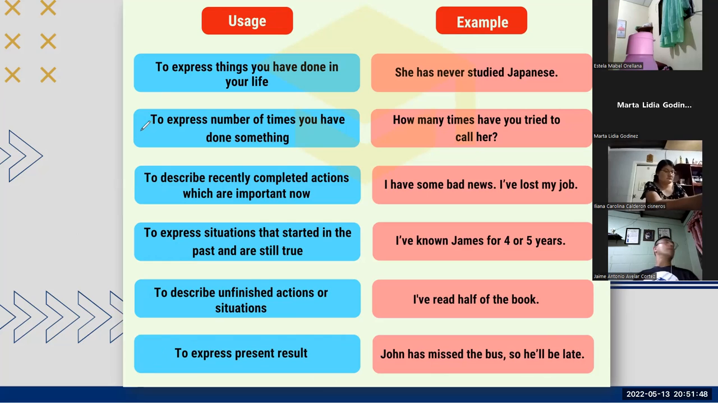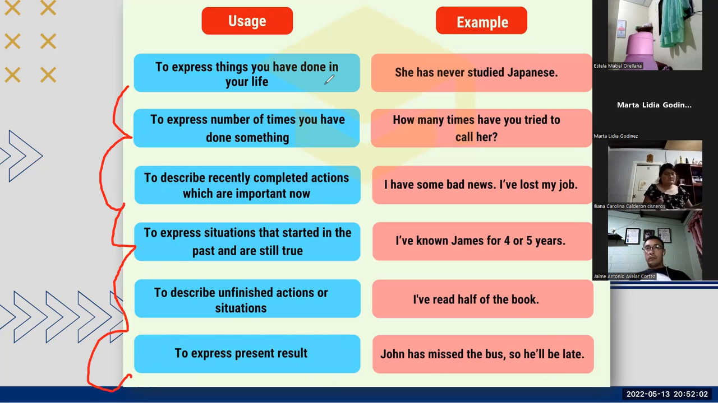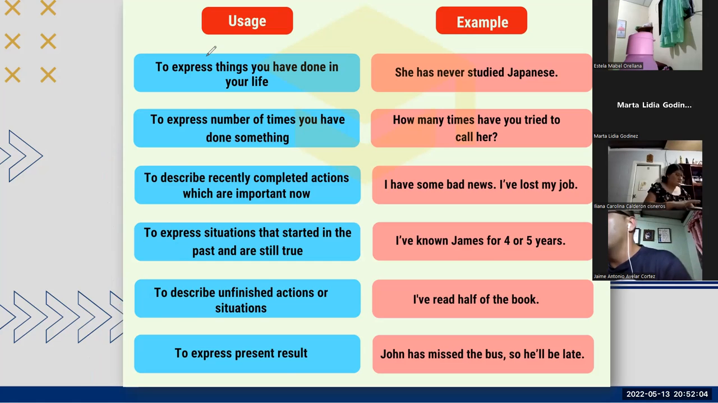We have six uses. And thank you for the ones who helped me to read this. We have all of these uses. But at the end, guys, remember that we use the present perfect for an action that started in the past and it is still important in the present, okay? That's what it is. Questions that we might have, guys, about those uses or the examples? Questions?